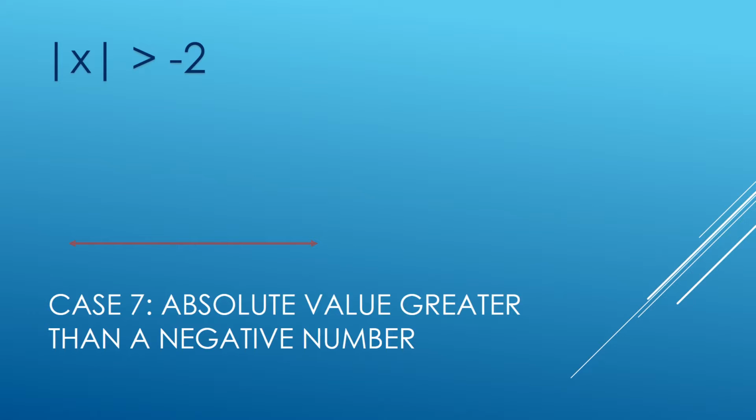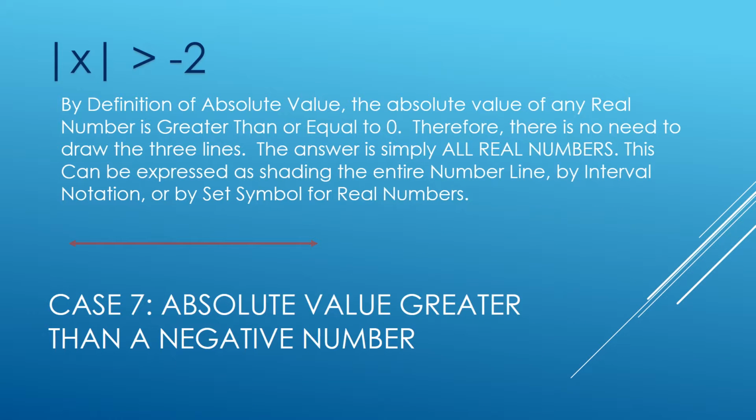Okay. Case 7, the absolute value greater than a negative number. Well, good news. By definition, the absolute value of any real number is greater than or equal to 0. Therefore, again, we do not need to draw the three lines. The answer is simply all real numbers. We can indicate this by shading the entire number line, by using the interval notation from negative infinity to infinity, or by using the real number set symbol, which is the bold R.